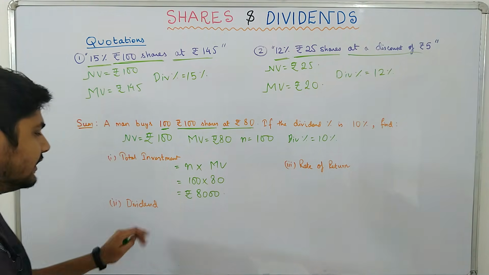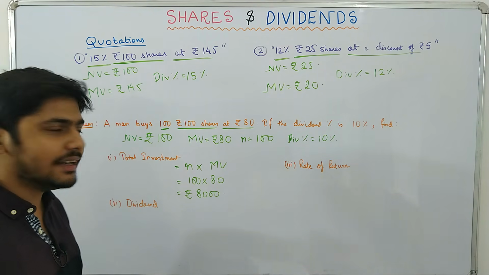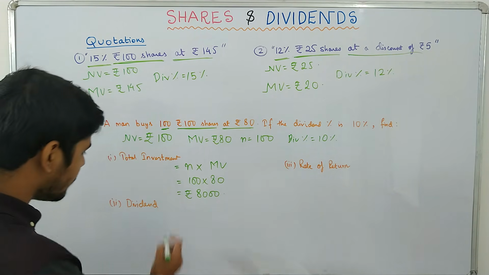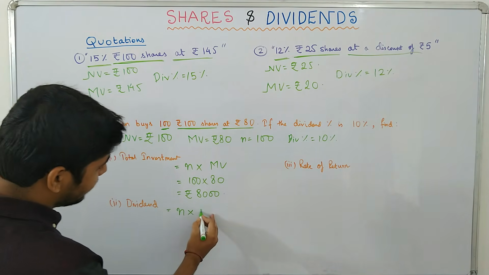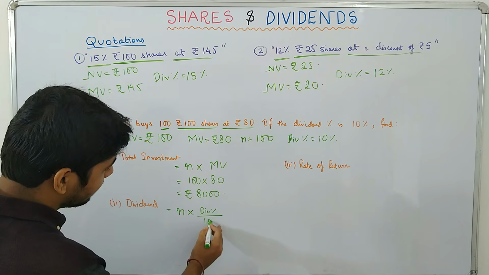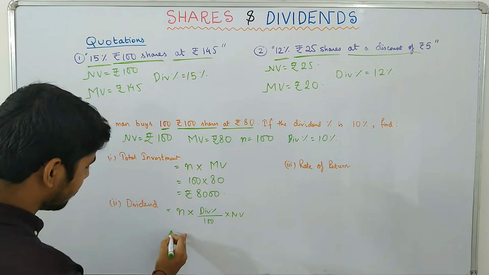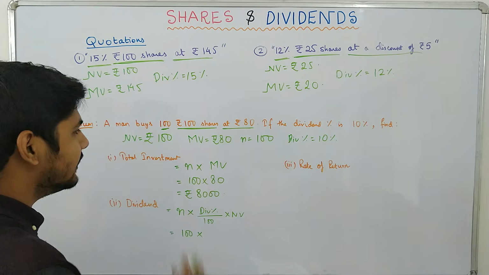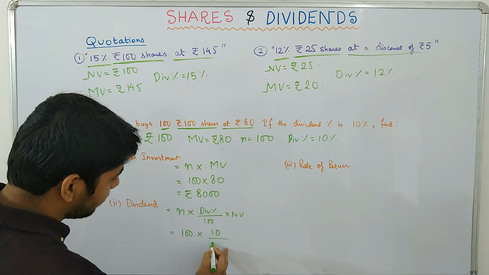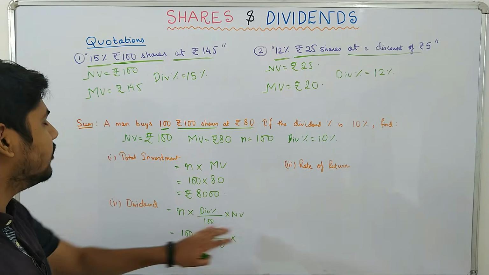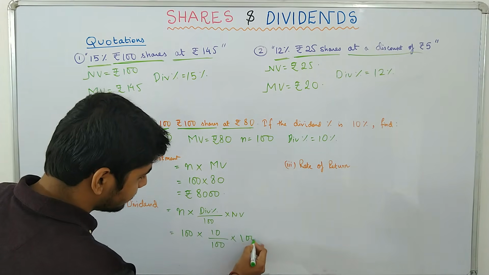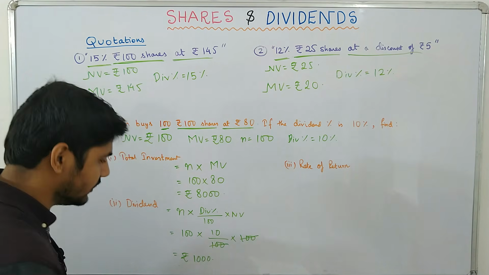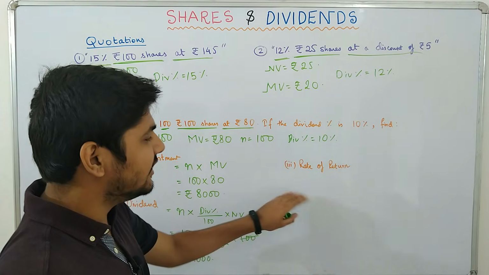Then second, we have the dividend. Now we also know the formula of dividend. It is number of shares N into dividend percent divided by 100 into nominal value. So number of shares over here is 100. The dividend percent is 10% divided by 100 into the nominal value of each share, which is rupees 100. So we get the dividend as rupees 1000.